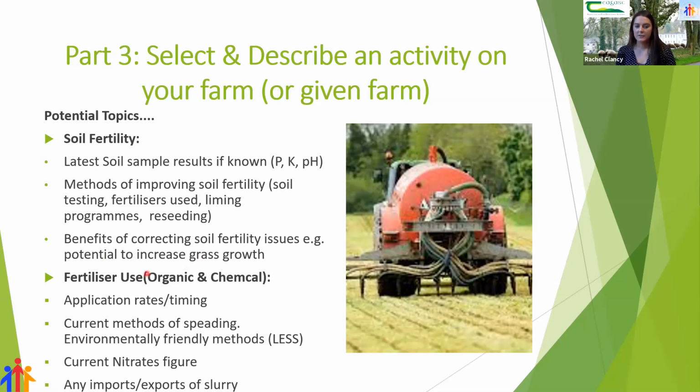The current nitrates figure. So I suppose if you're over the 170 kgs of N per hectare, it means you're in derogation. What would you have to do if you're in derogation? So any imports or exports of slurry. So you could, any topic relating to soils. So you're describing activity on your farm in relation to soils.